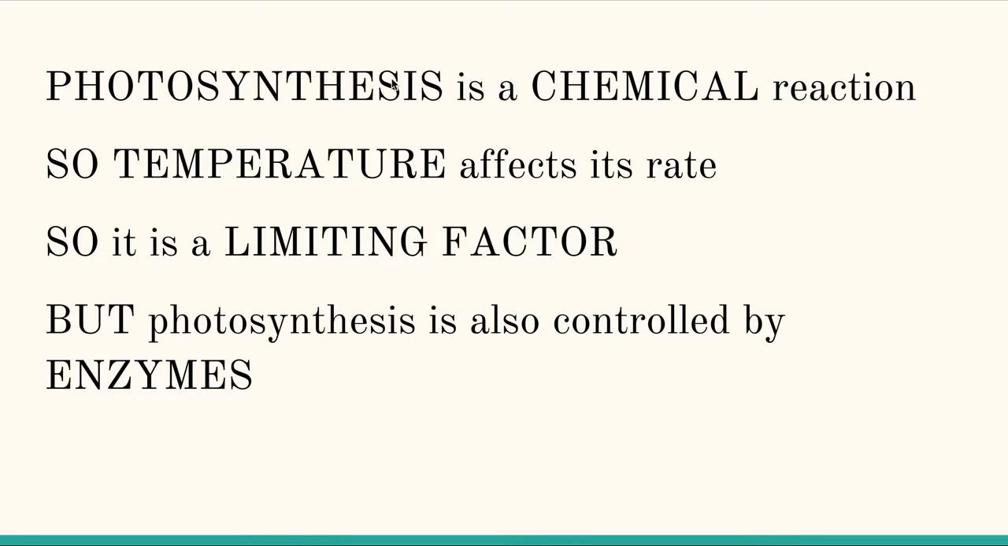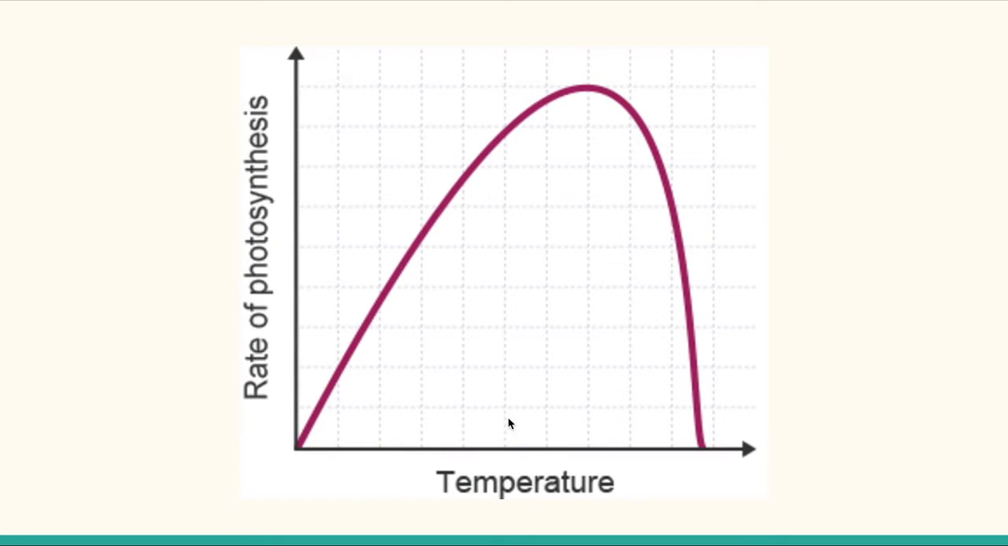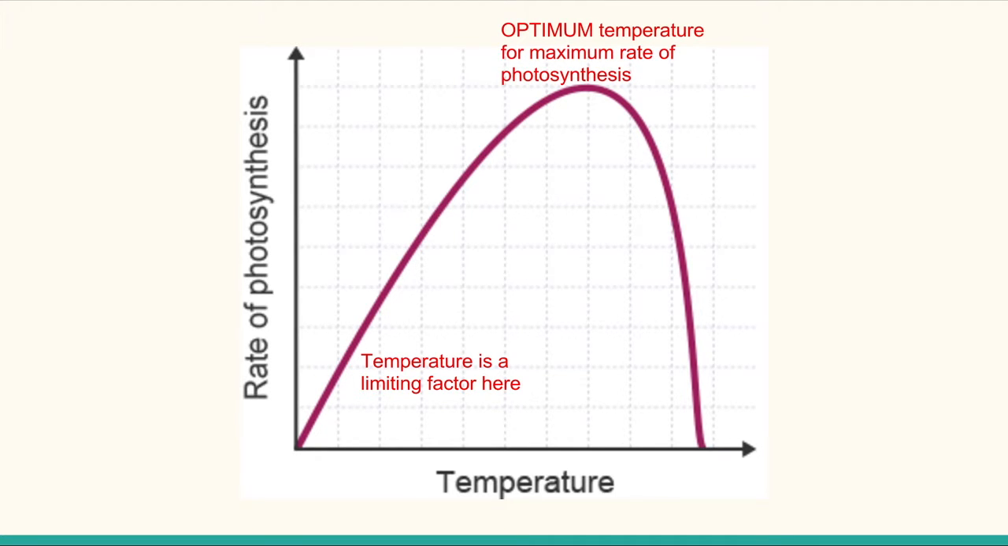Let's move on. Photosynthesis is a chemical reaction, and so therefore temperature affects its rate, because temperature affects the rate of all chemical reactions. So therefore it is a limiting factor. But photosynthesis is also controlled by enzymes, and that's really important when I show you the graph. So here, as the temperature increases, the rate of photosynthesis increases, and so therefore temperature is a limiting factor. And up here at the peak, we have the optimum temperature for the maximum rate of photosynthesis.